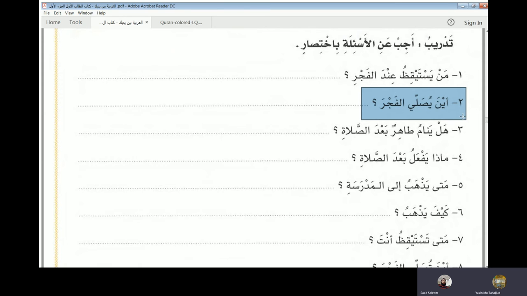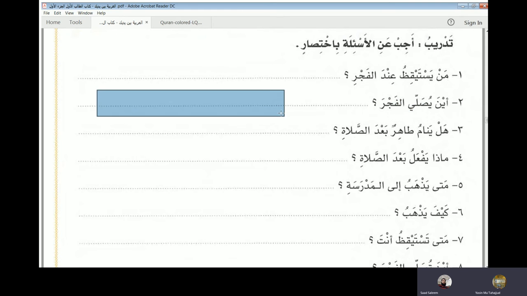Aina yusalli al-Fajr? And that's where do we pray Fajr? But here it is yusalli. Yusalli means he prays. Where does he pray Fajr? Huwa yusalli al-Fajr fil-masjid. Correct.